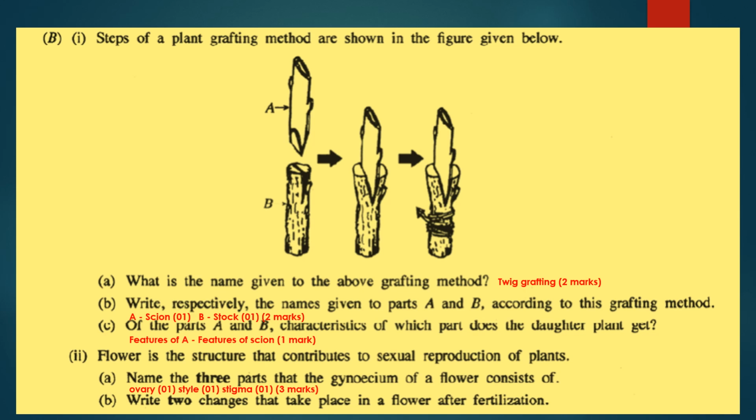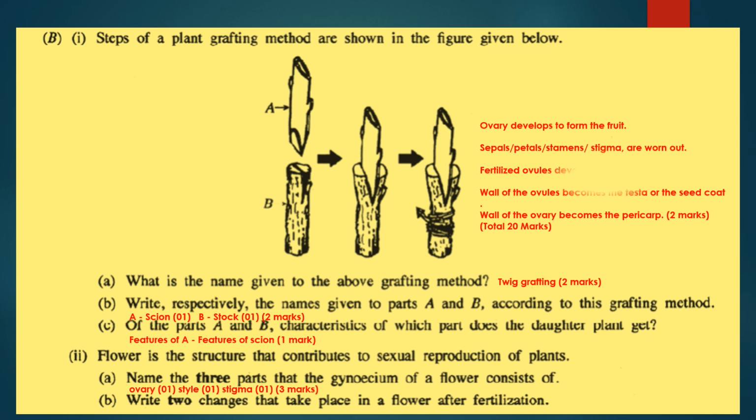Part B. Write 2 changes that take place in a flower after fertilization. You can write ovary develops to form the fruit. Sepals, petals, stamens, stigma are worn out. Fertilized ovules develop to seeds. Wall of the ovules become the testa or the seed coat. Wall of the ovary becomes the pericarp. You can earn 2 marks. Now you can total your marks and present out of 20.